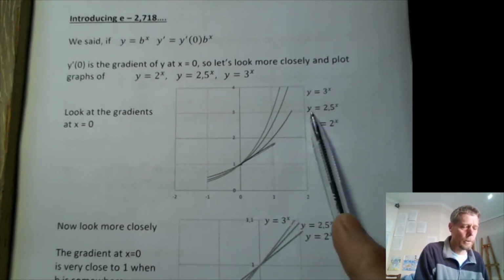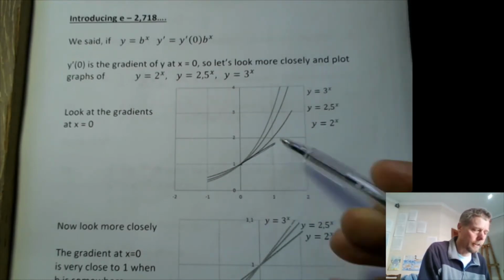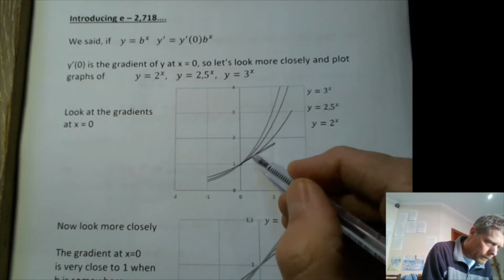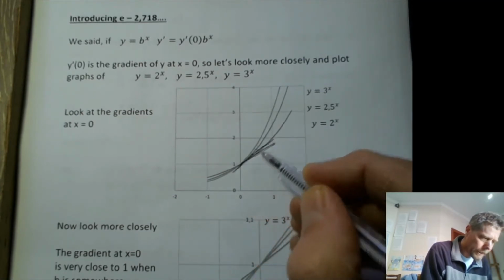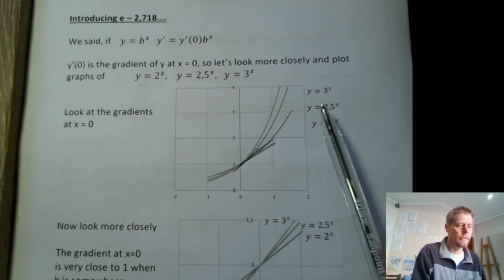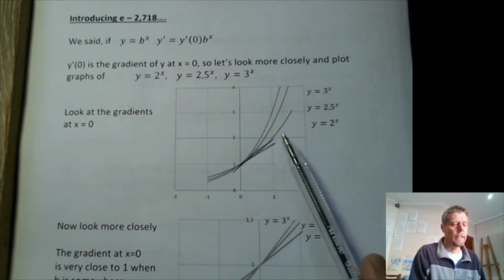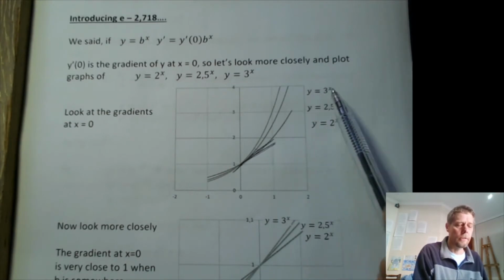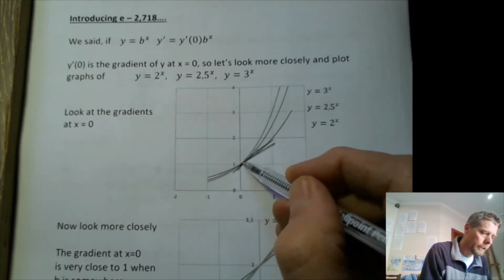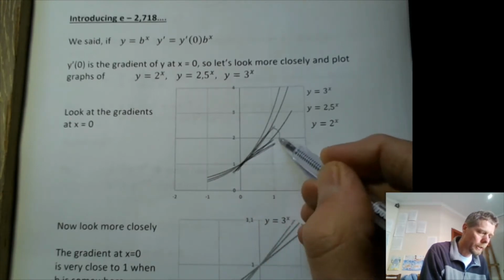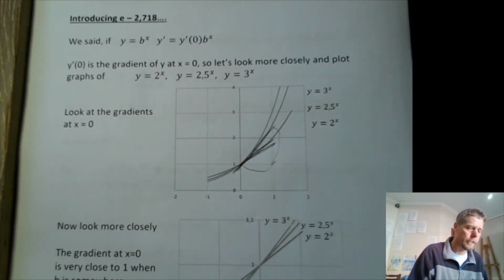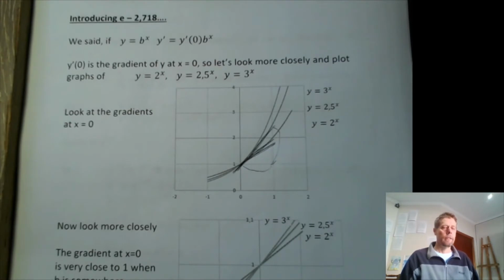If we look at y equals 2.5 to the x, we'll see a slightly different graph, and surprisingly we're not sure where that's going to go. It's very close to 1 at 2.5. And if we look at the gradient at y equals 3 to the x, we see it's definitely higher than 1. You can see there, the change in y is bigger than 1 for a change in x of 1. So let's look at it more closely.